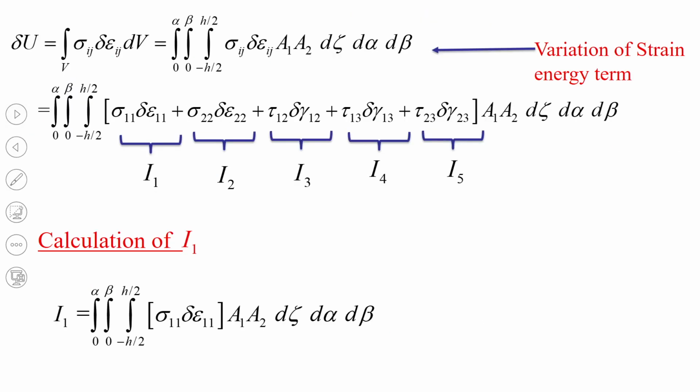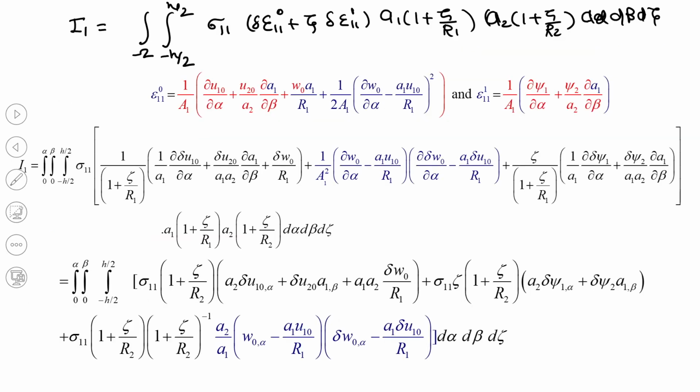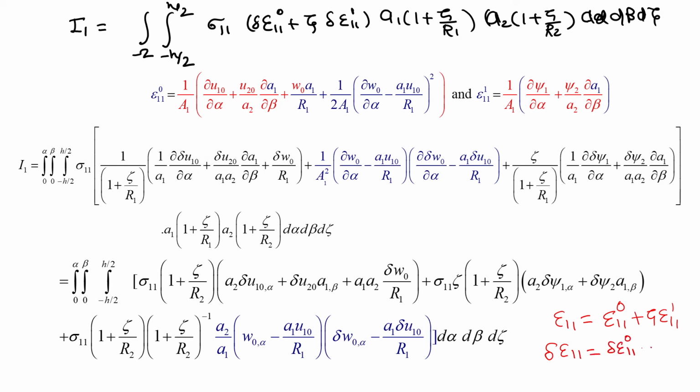Let us say for the case of calculation of I1. So, I1 is sigma 1 1 del epsilon 1 1 A1 A2 d zeta d alpha and d beta. So, del epsilon 1 1. We know that epsilon 1 1 is epsilon 1 1 of 0 plus zeta times epsilon 1 1 of 1. So, if you want to take first variation in that, it will be del epsilon 1 1 of 0 plus zeta times del epsilon 1 1 of 1.